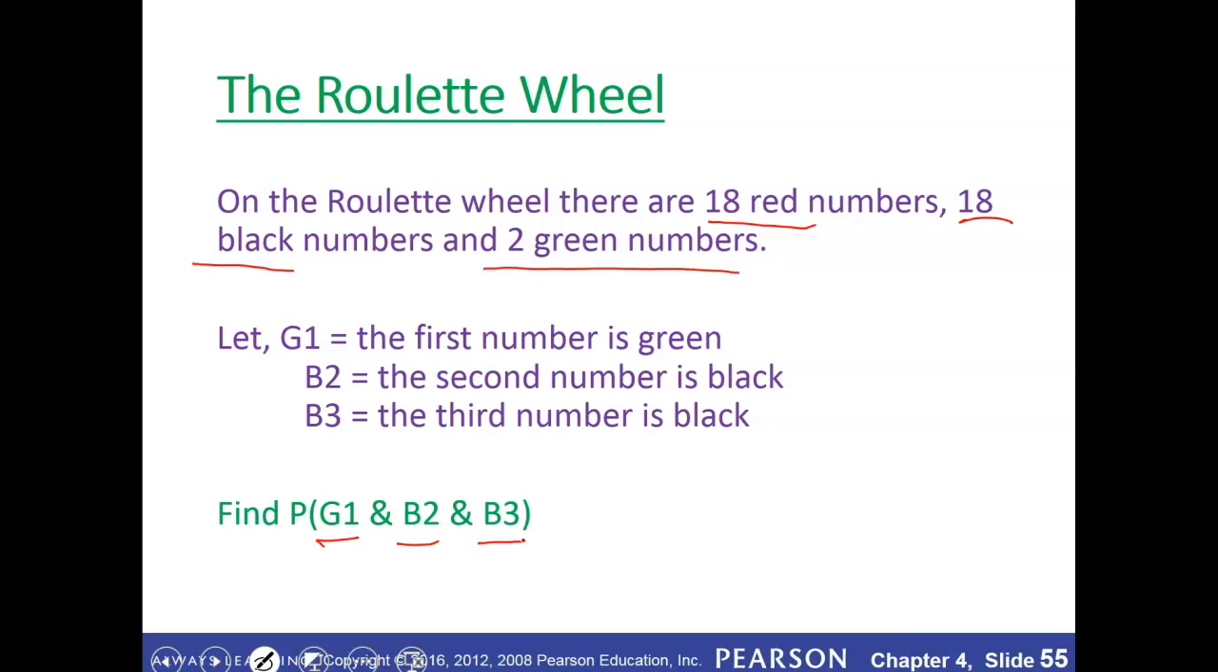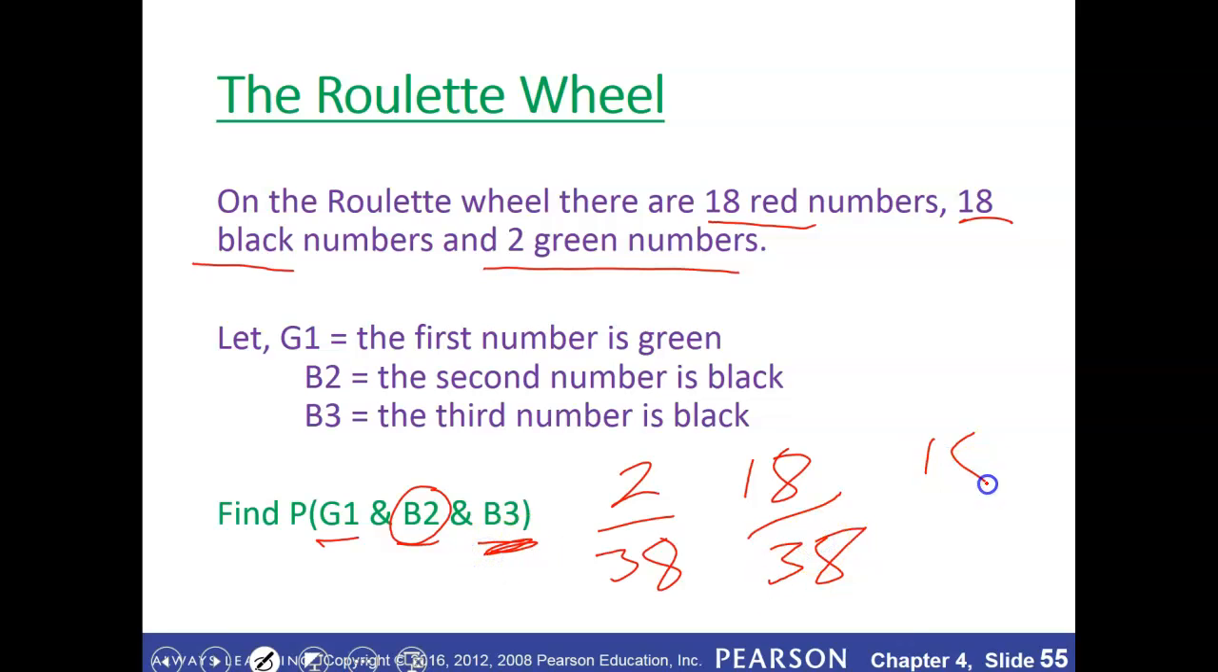The probability of rolling a green number first is going to be 2 out of 38. 18 plus 18 plus 2 is 38 total. Then I want to know the probability of getting a black number. Well, that's going to be 18 out of 38. And then the probability of getting another black number, well, there's still 18 out of 38. One doesn't affect the other, and I'm just going to multiply those together. And that's going to give me the probability of getting a green one, then a black one, and then a black one.